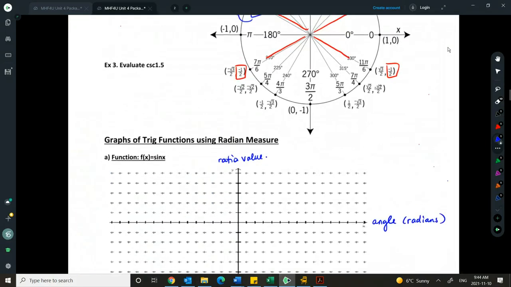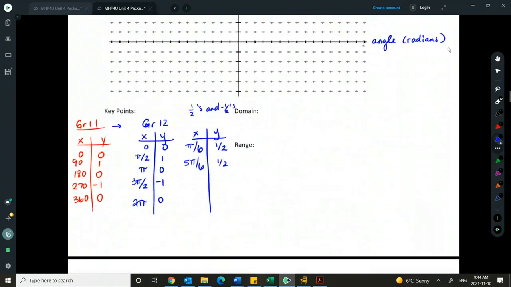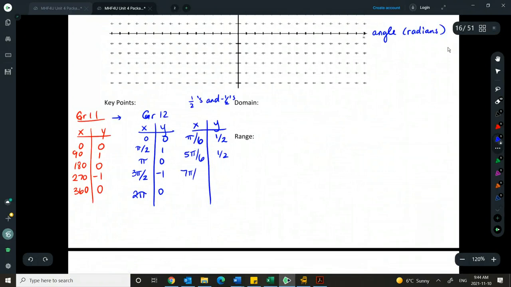Next one was 7 pi over 6, and that was negative half because it's in the tan quadrant. And the last one was 11 pi over 6, and that was also negative half because it's in the cosine quadrant.